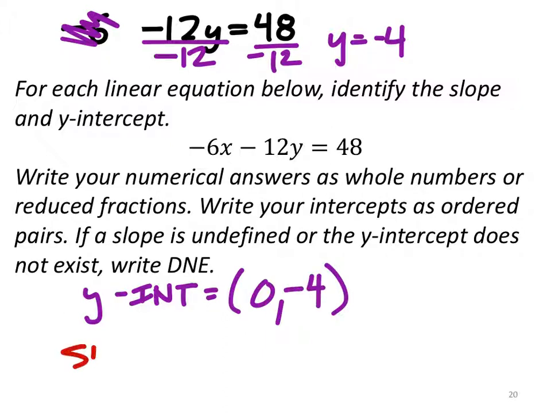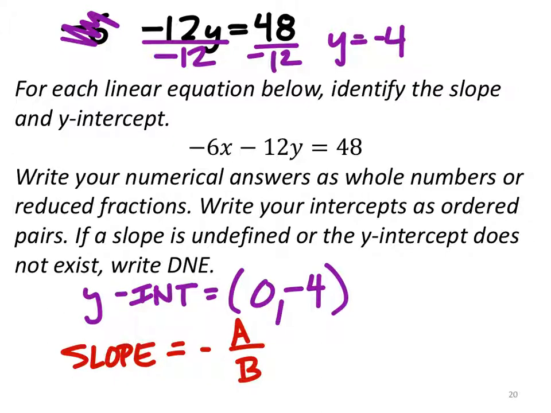The problem here is finding the slope. So to find the slope, we could find any other ordered pair and compare the two with either the rainbow method or the slope formula. Or we could use the equation for slope, which we saw in that first slide. It was negative a over b. And a is the coefficient of x, which in this case is negative 6.